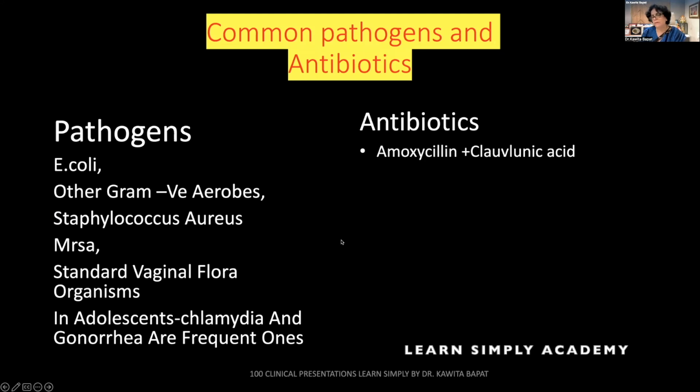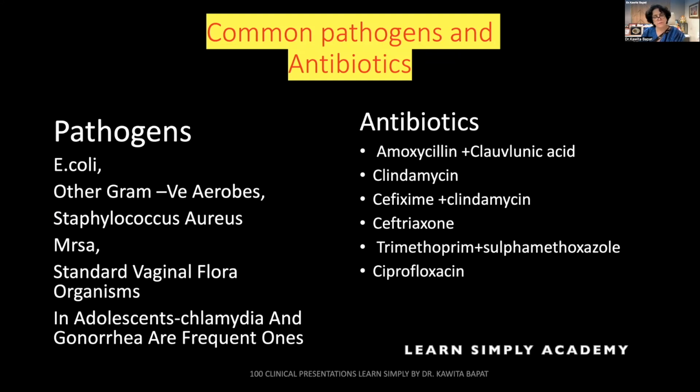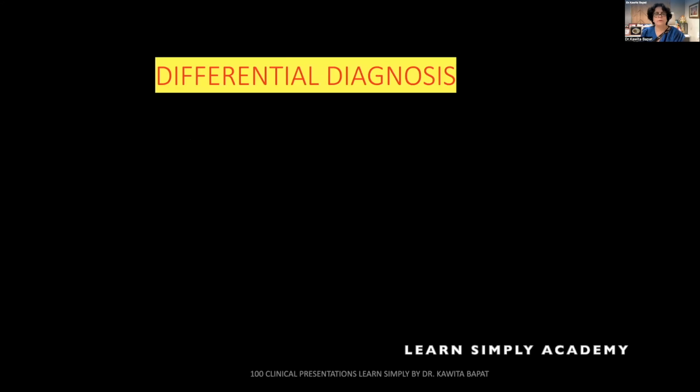So for E. coli, we give amoxicillin and clavulanic acid. Then for other gram-negatives, clindamycin. For Staphylococcus, cefoxitin and clindamycin. And for MRSA, we give ceftriaxone. And then for standard vaginal flora organisms, though it's an old standard treatment, trimethoprim and sulfamethoxazole are still important. Ciprofloxacin has a role, and doxycycline has a role. It should be given properly. Then for adolescent chlamydia and gonorrhea, azithromycin should be given.